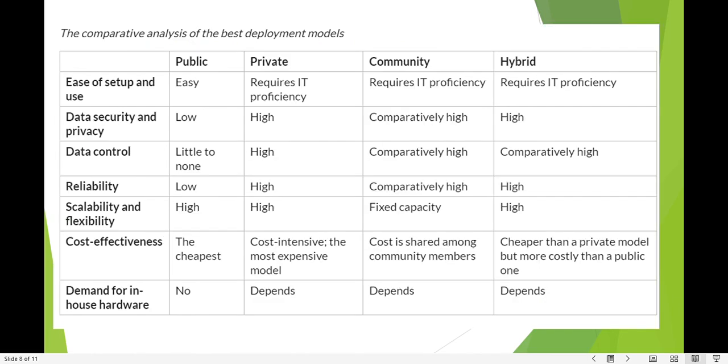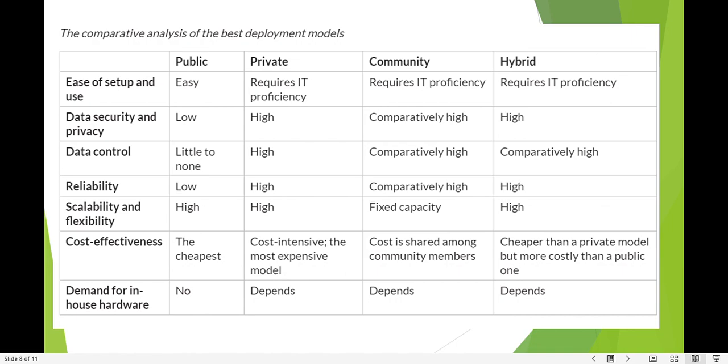This is how we compare. This is the best way of comparing a deployment model. We have private cloud, public, community, and hybrid. We have six criteria: ease of setting up and use, data security and privacy, data control, reliability, scalability and flexibility, and cost efficiency, plus the demand for hardware.